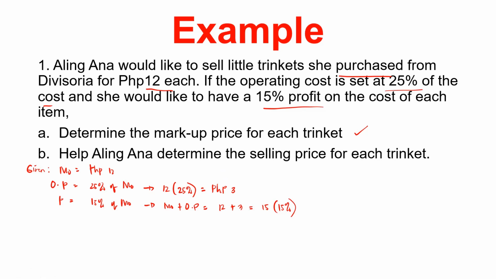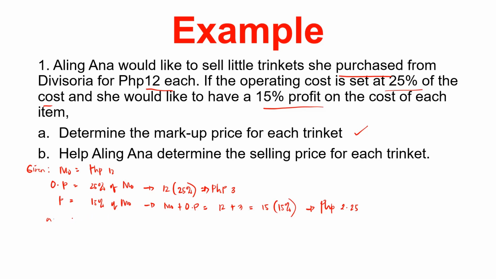Okay, so we need to get the sum first of the cost price and the operating price. Then get the 15% of that. And we will get 2.25 pesos. That's our target profit. Now, let's get letter A. Our letter A is to determine the markup.